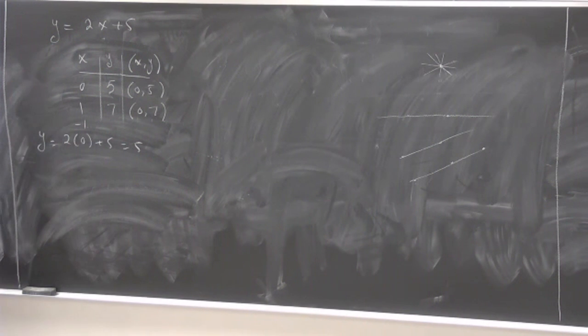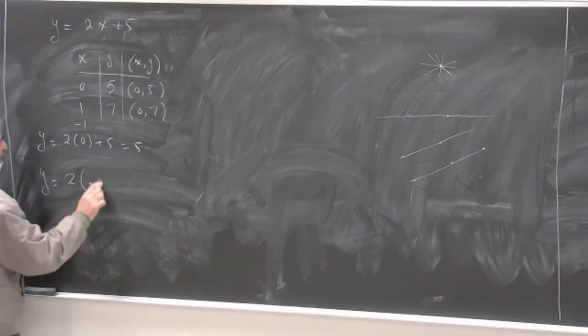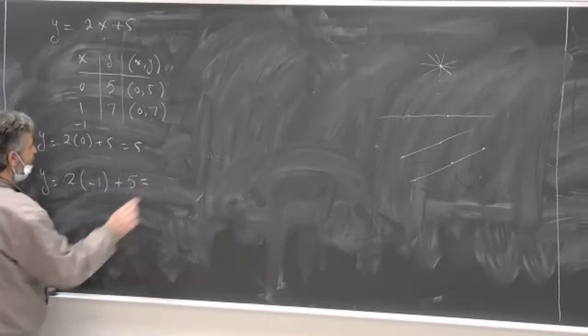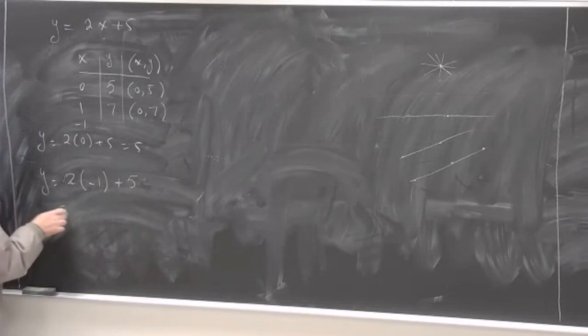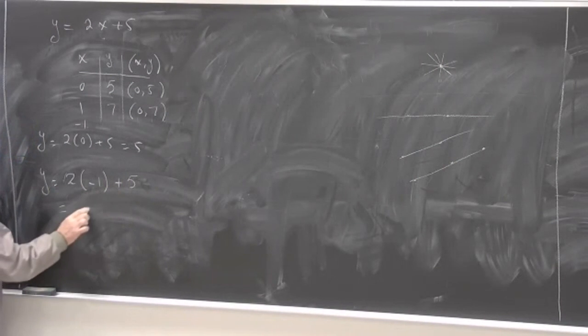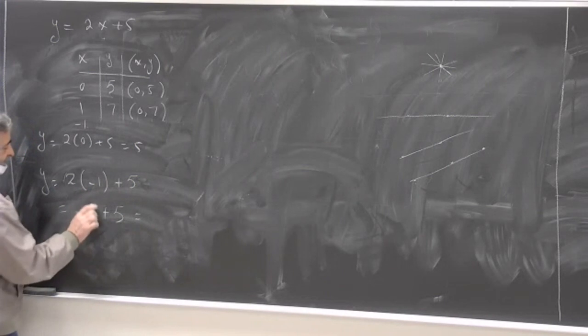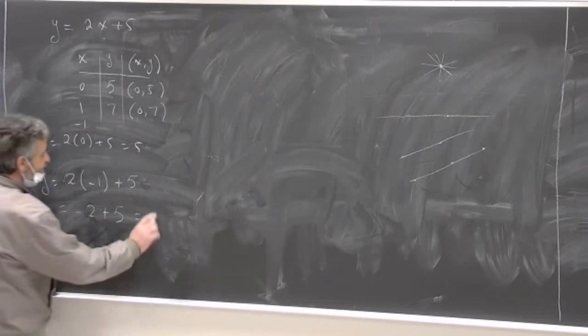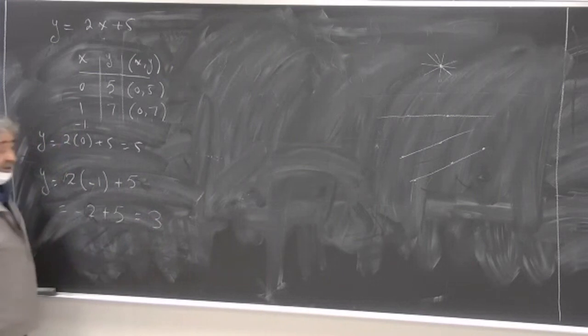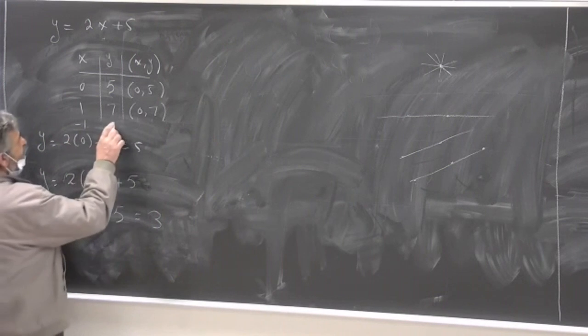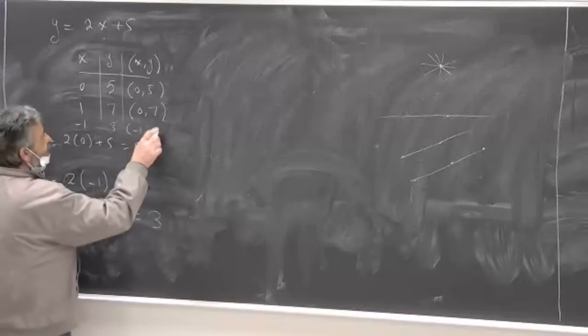If x is negative 1, what do I get for y? y equals 2 times negative 1 plus 5. 2 times negative 1 is negative 2, plus 5 is equal to 3. Yes? So now we have (negative 1, 3).